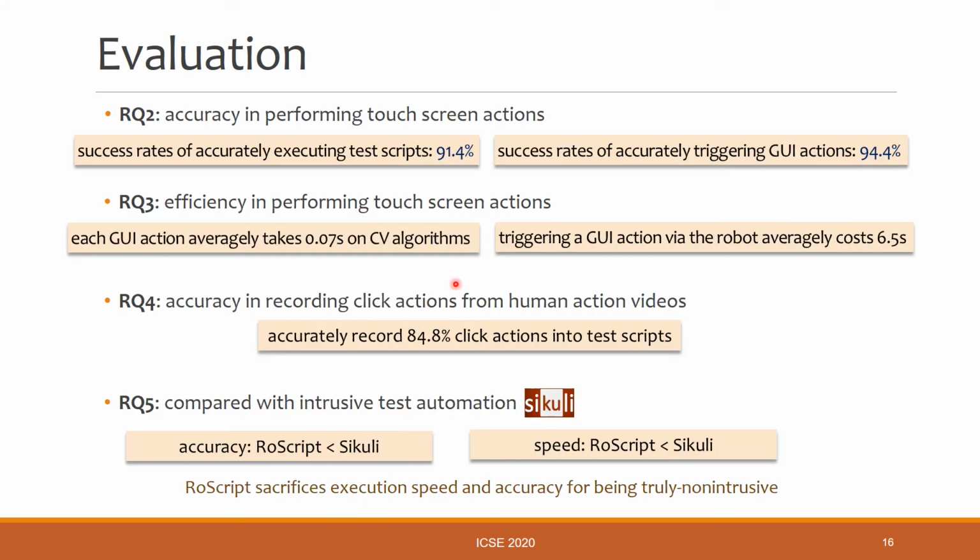RoScript's accuracy in performing touchscreen actions looks good. For the efficiency in performing touchscreen actions, triggering a GUI action with the robot costs on average about 6.5 seconds. For the accuracy in recording click actions from human action videos, RoScript accurately records about 84% of click actions into test scripts. And compared with an intrusive test automation tool, Sikuli, RoScript sacrifices execution speed and accuracy for being non-intrusive.